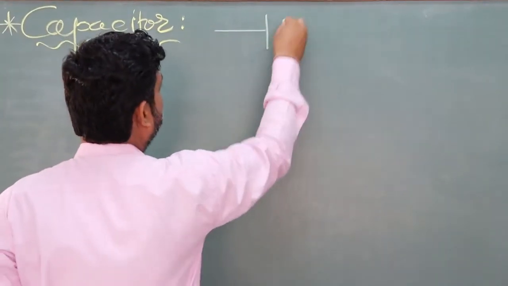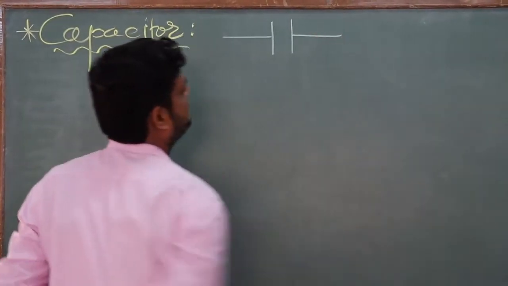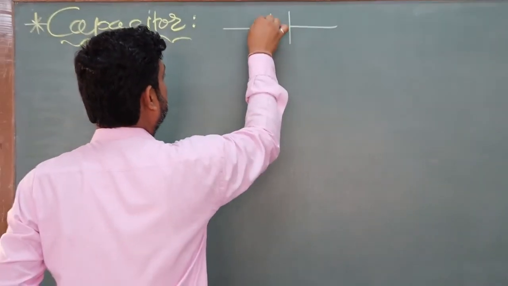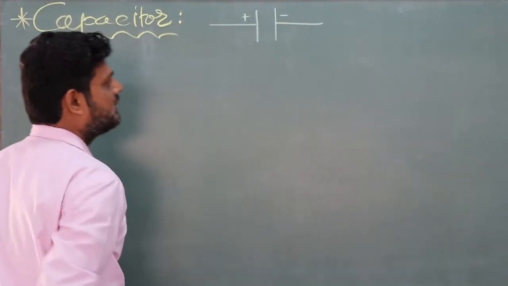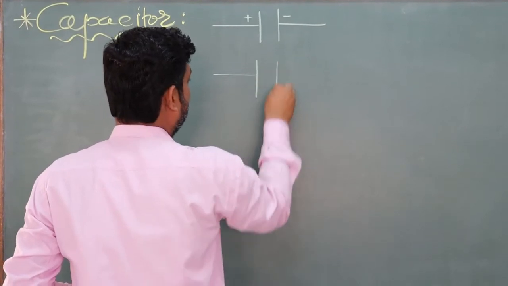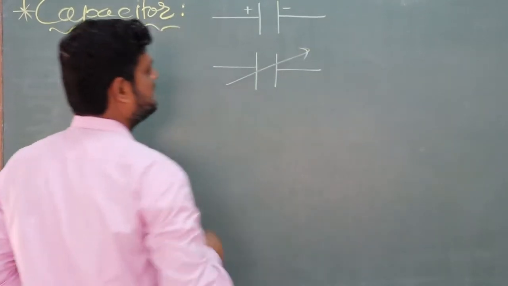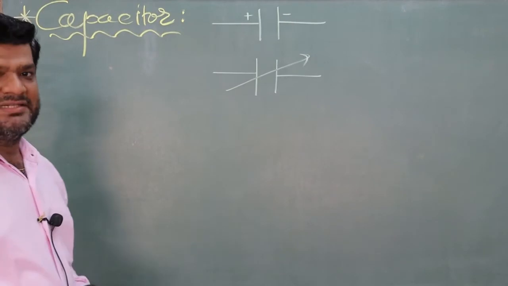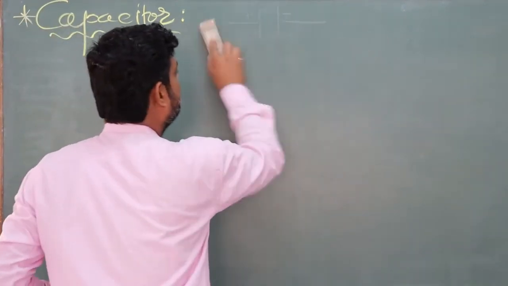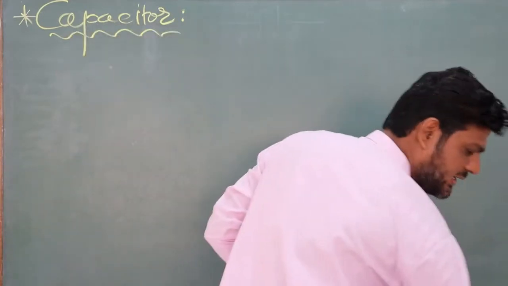See, what is the circuit symbol of a capacitor? The two parallel lines indicate the circuit symbol of a capacitor. This is the positive terminal, this is the negative terminal. And a variable capacitor will be denoted by an arrow, like this. So this is known as the variable capacitor. Okay, first of all we will understand the parallel plate capacitor and its capacitance.